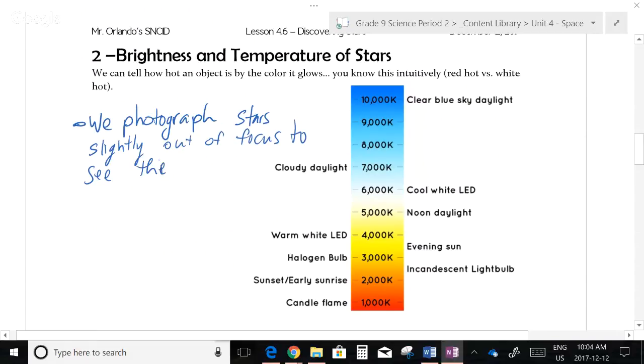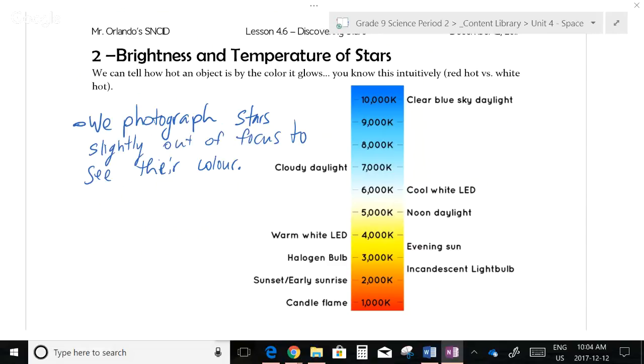Does anyone have a nice camera at home and has seen this effect, or maybe you've used a camera in class where if you put it out of focus, small lights all of a sudden turn into big spheres, the shape of the aperture? Seen that before? We do the same effect with this to see the color of a star. And then once we see the color, we can just compare it to this chart and we can know the temperature.